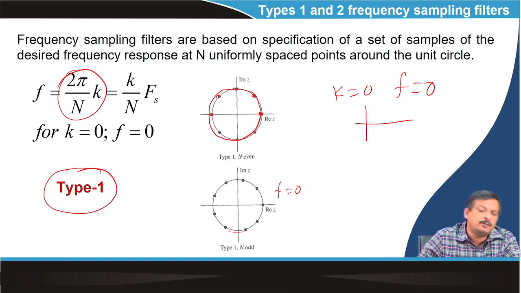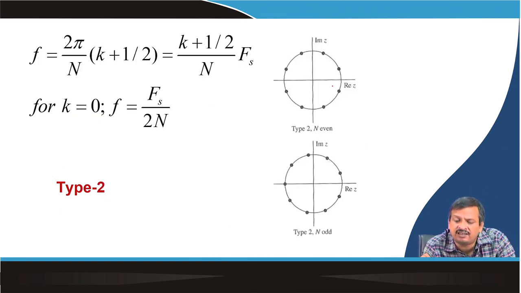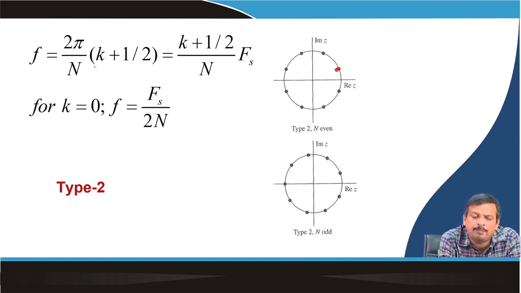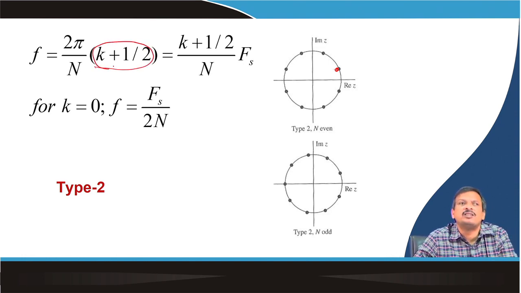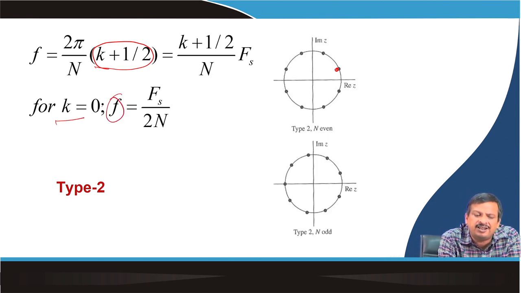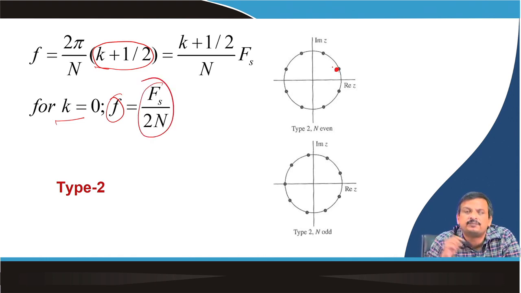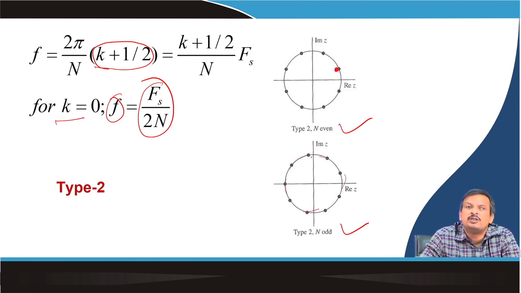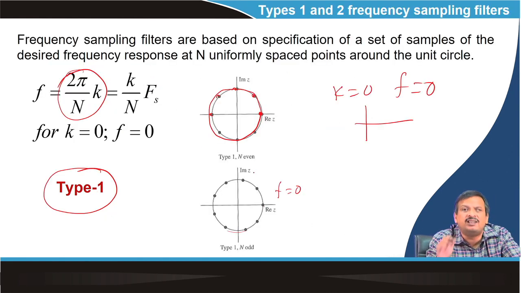Then I can say that instead of 0, frequency sampling can start from a little bit of offset. That is nothing but a k plus half that I added. This is called type 2. So, if k is equal to 0, f is not 0, f is fs by 2n. So, it starts from here. This is for n equal to even and this is for n equal to odd, and this is the unit circle. So, this is the type 2 sample position and this one is the type 1 sample position.